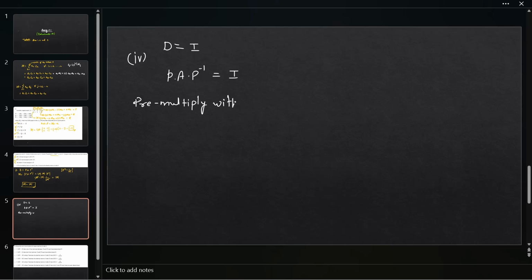Pre-multiply with P inverse on both sides. So by doing this, we can get P inverse times P into A times P inverse is equal to P inverse times I.